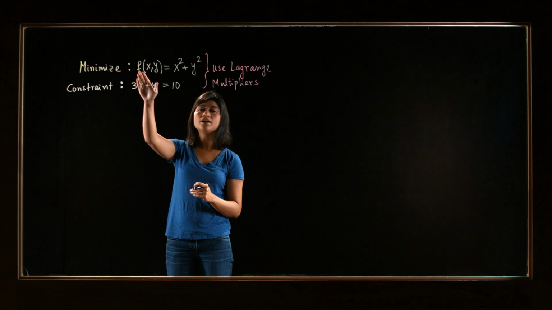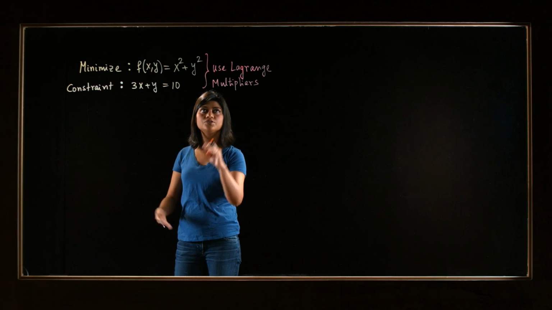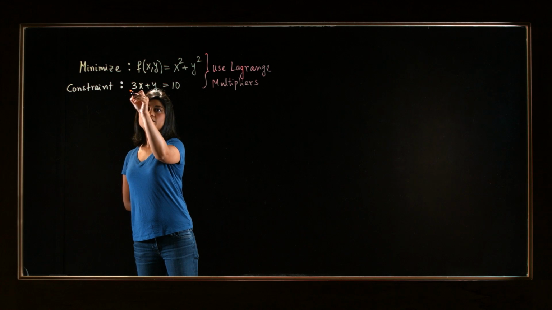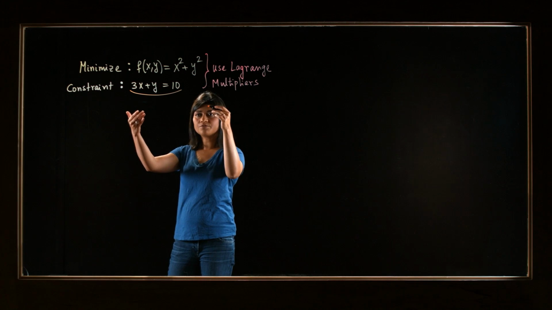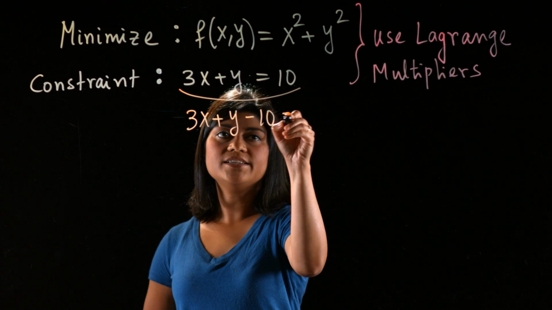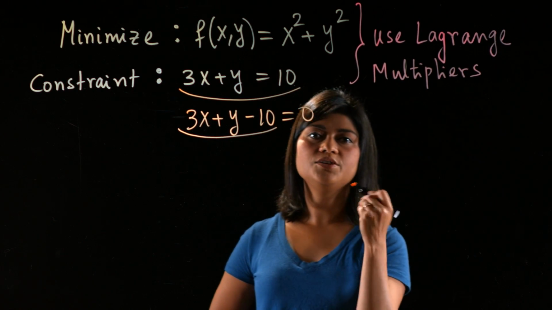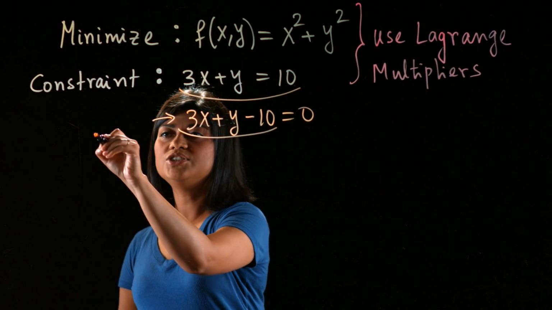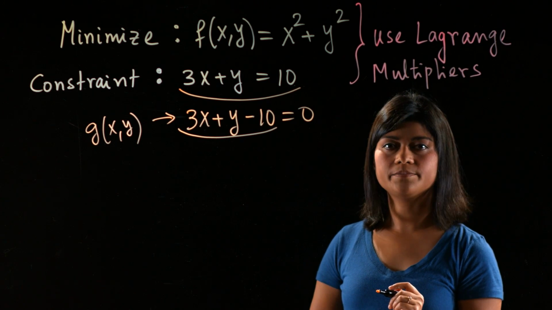So instead of finding critical numbers of f, we'll find the critical number of a new function. We'll define a new function using this Lagrange multiplier. First, let's take this constraint and rewrite it and form a function expression from it. So we rewrite it as 3x plus y minus 10 is equal to 0. Then we call this expression a new function, so it's like a function equal to 0. Call it g. So g of x, y is 3x plus y minus 10.